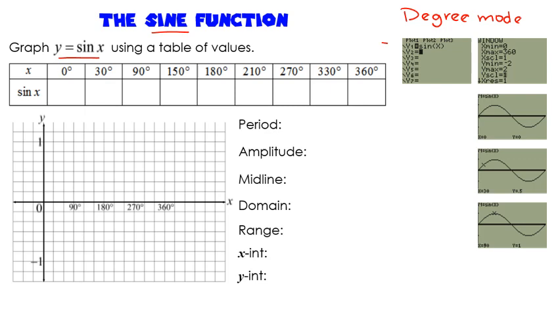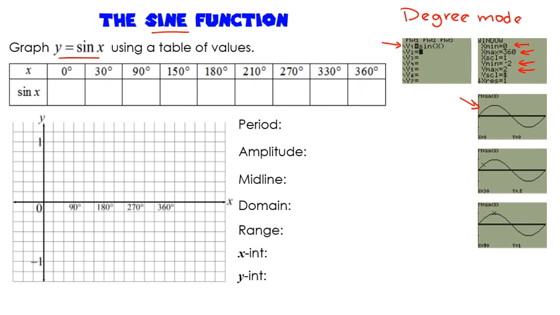And in y1, we're going to input sine of x. For our window settings, make your x min 0, x max 360, your y min -2, and your y max +2. When you hit graph, you're going to see an S-shaped curve that looks like this.